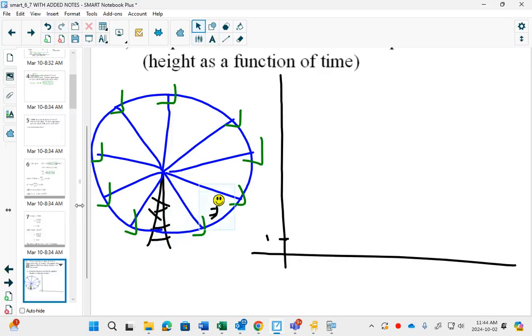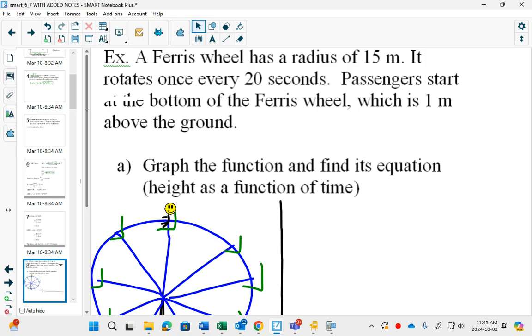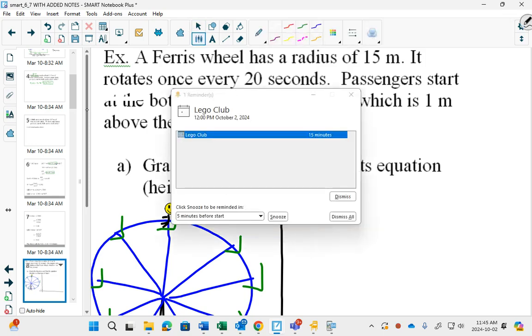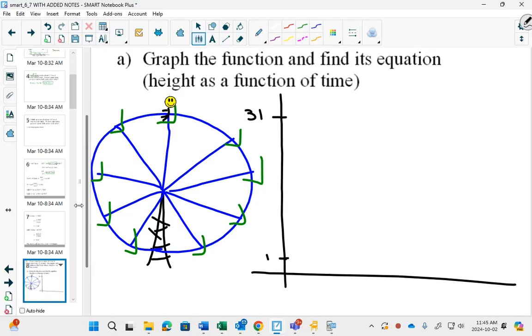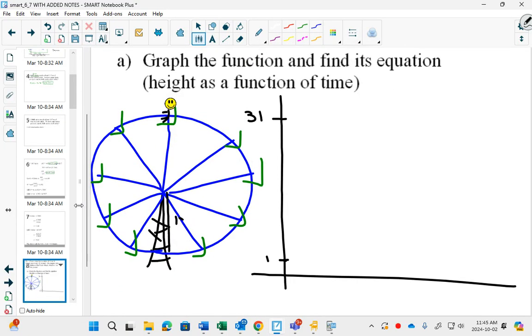Now you're going to go all the way around, and you're eventually going to be at the very top. How high above the ground would you be if you were at the very top? So we need to label how high above the ground this is. And it's not 30. It's 31. Why is it 31? Well, the radius is 15, right? Does it make sense that this is 15? Then the diameter would be 30 because it's 15 twice. But we started 1 meter off the ground, so now we're at 31 meters at the top.